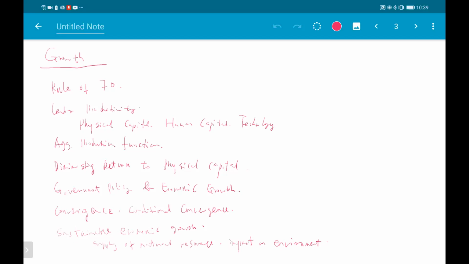And then lastly, we look at sustainable economic growth, right? Regarding sustainability of our economic growth, we must pay attention to 2 things. Number 1, supply of natural resources. And number 2, the impact of our economic growth on the environment. Okay, so this is this chapter.